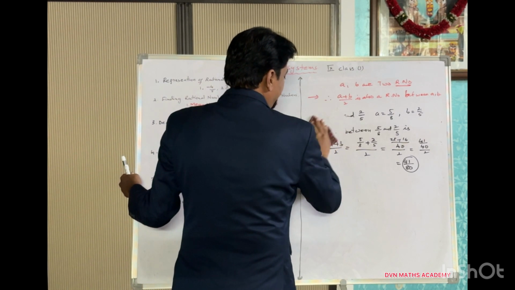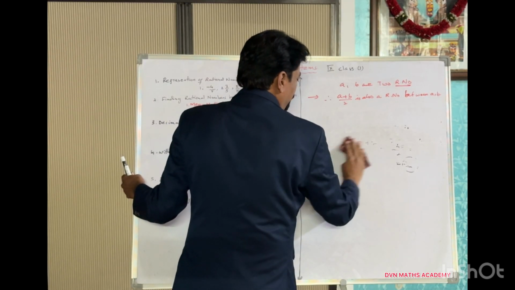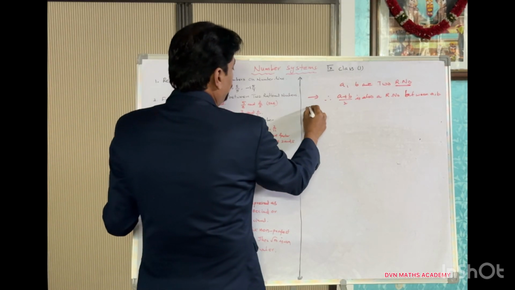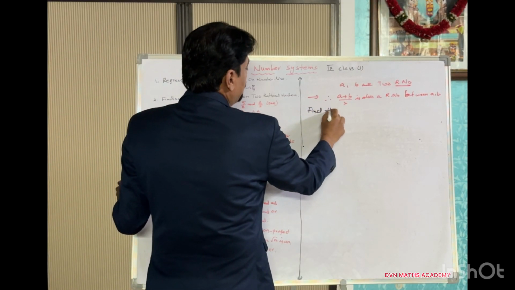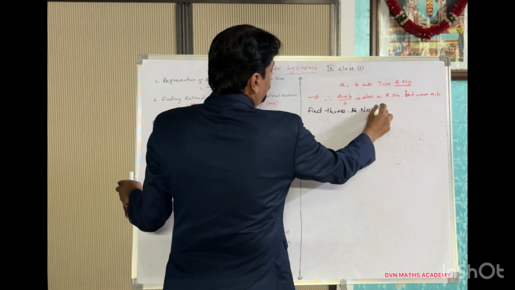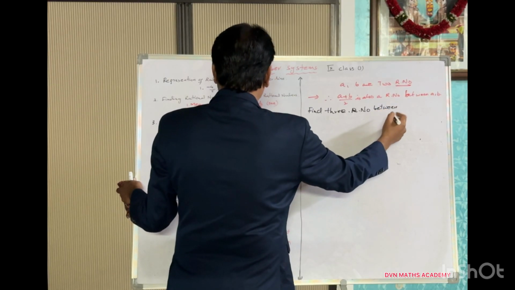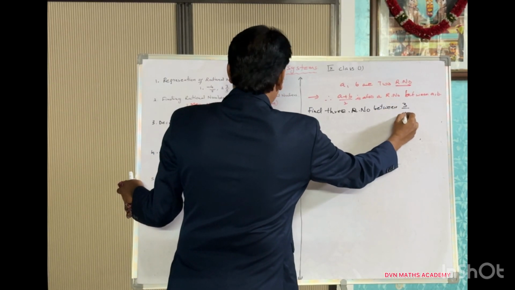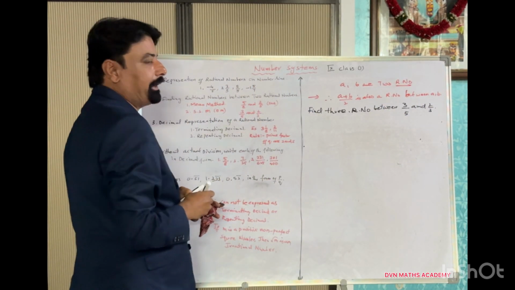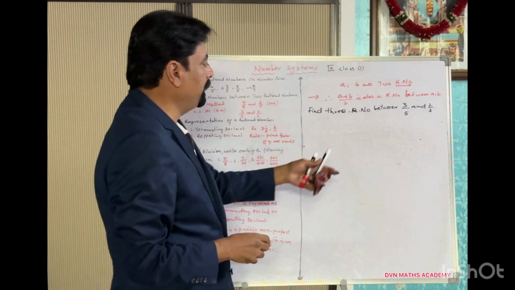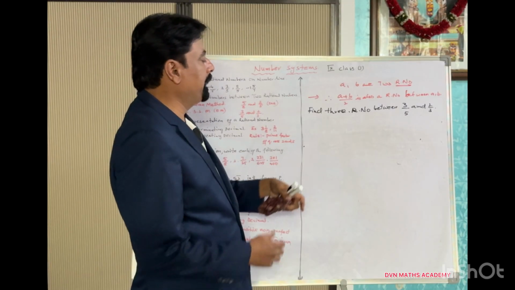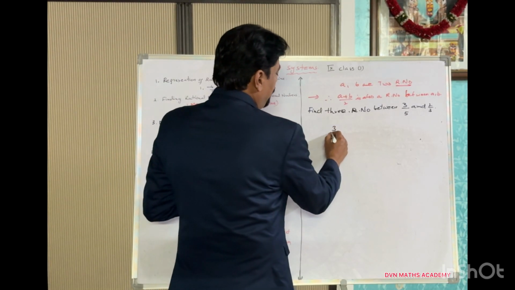If the question is not like this, for example, here I have taken one question: find three rational numbers between 3/5 and 2/3. Here what we are doing, beta? Here we are finding three rational numbers between two given rational numbers, that is 3/5 and 2/3. So if you go for the mean method, first you take 3/5 and 2/3.